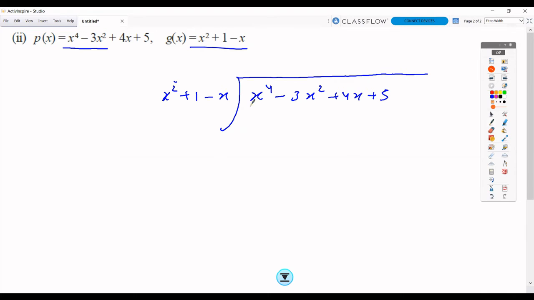So first we are supposed to do the rough work. Rough work means the highest power term of the dividend. So this is, I think, x4. So the plus x4.